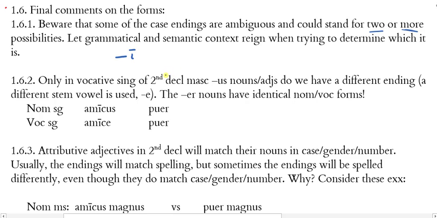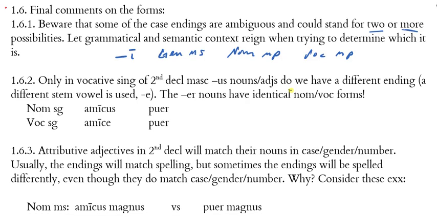You'll notice, for example, that sometimes you have the ending E, okay, the long I. There are actually three possibilities for what this represents. This could be genitive masculine singular. It could also be nominative masculine plural, and it could be vocative masculine plural. So how will you know which it is? Well, look at the sentence and check the grammatical context and the semantic context.